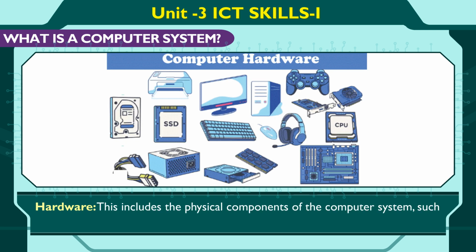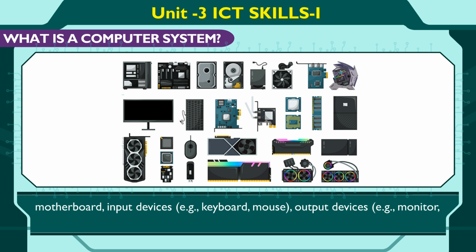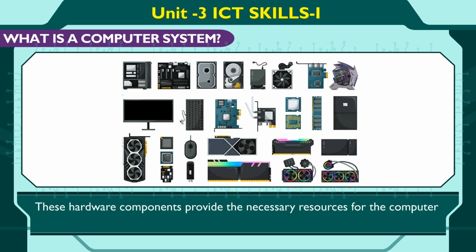This includes the physical components of the computer system, such as the central processing unit (CPU), memory, storage devices, motherboard, input devices, for example, keyboard and mouse, output devices, for example, monitor, printer, and connectivity peripherals, for example, network cards, USB ports. These hardware components provide the necessary resources for the computer system to function.